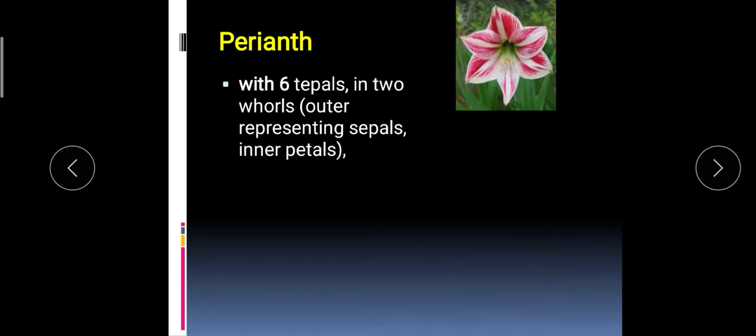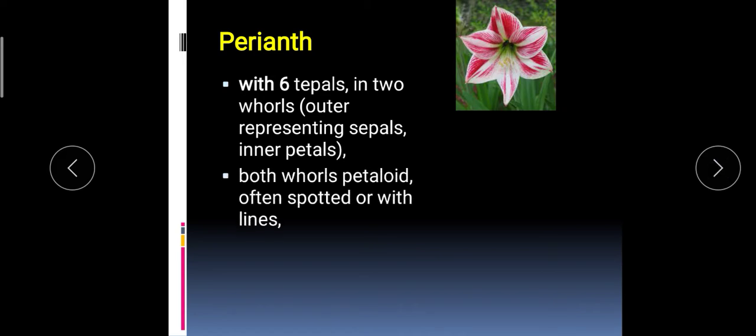See, the condition is very clearly arranged, colorful structures, 6. Usually it is a 3+3 condition. You can see in this picture 6 tepals arranged, and both whorls are petaloid. That is very important: both whorls are colored. See, both whorls are colored with lines and markings.